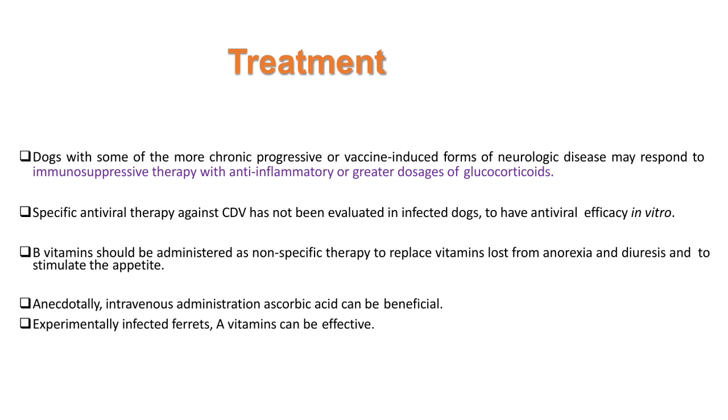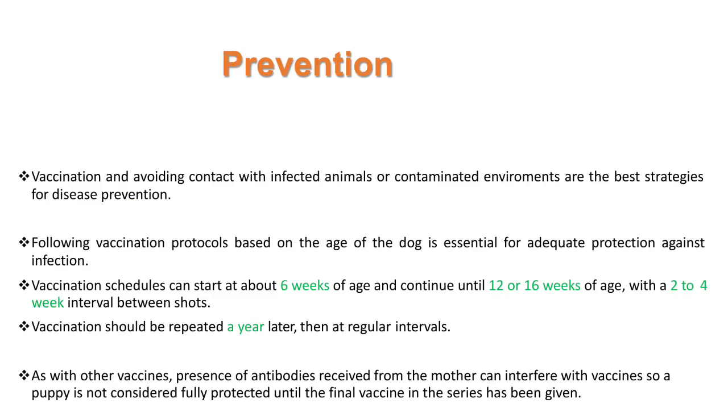Specific antiviral therapy against canine distemper has not been evaluated in dogs, though some agents have antiviral efficacy in vitro. Vitamin B administered also proved helpful in this condition. Anecdotally, intravenous administration of ascorbic acid, vitamin C, is also beneficial, and vitamin A administered to infected ferrets also proved to be effective.